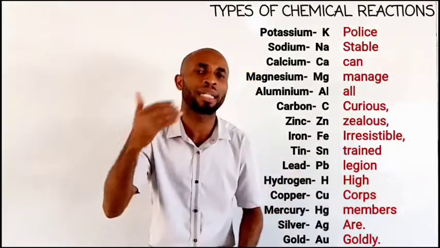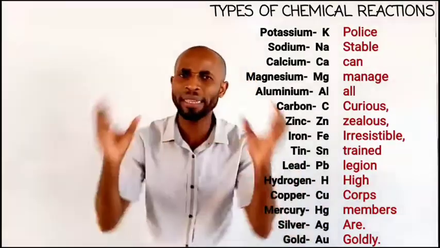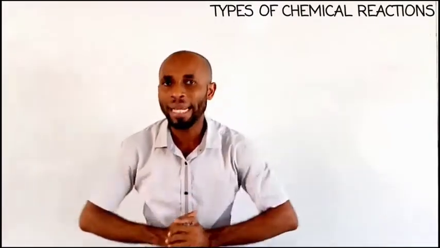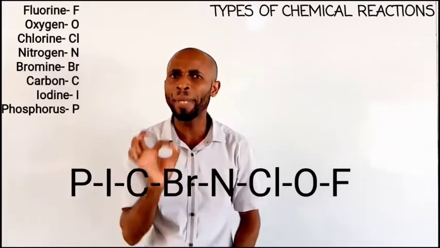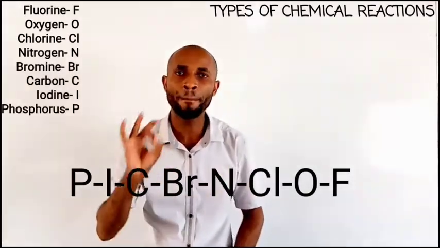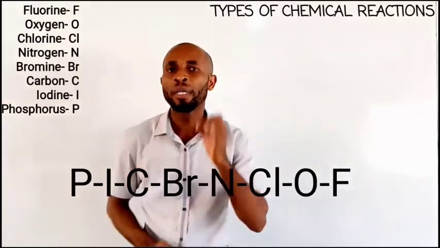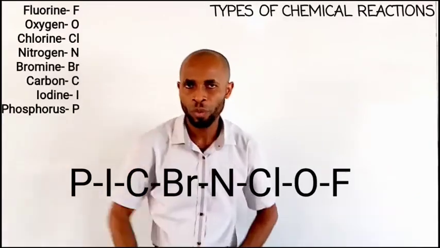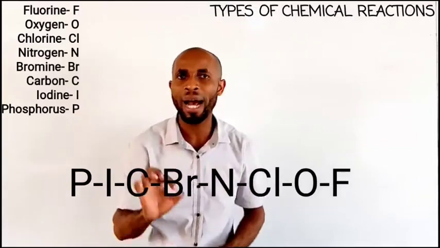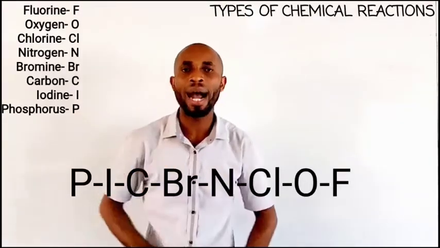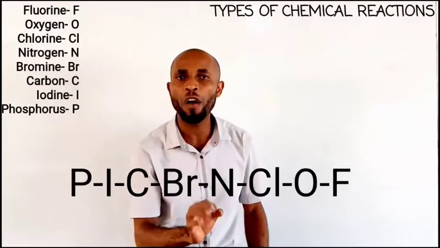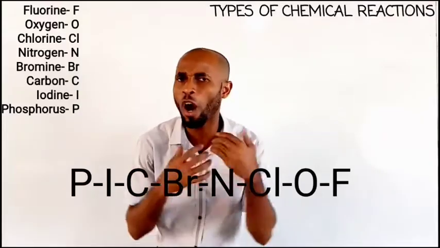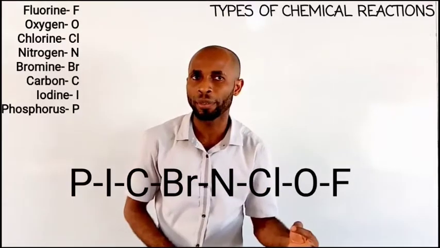We still have non-metal reactivity series. But here I inverted it. Rather than using the direct up to down, I use the down to up. What I use as mnemonics here is pick, brain, cloth. Where PIC is phosphorus, iodine, carbon. Whereas brain is Br and N. Br is bromine and N is nitrogen. Then the cloth is ClOF, where the Cl is chlorine, the O there is oxygen, and the F there is fluorine.